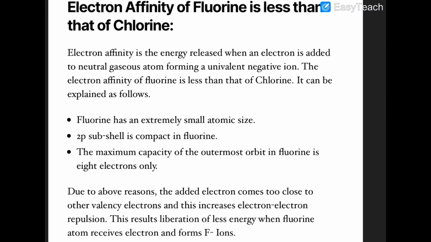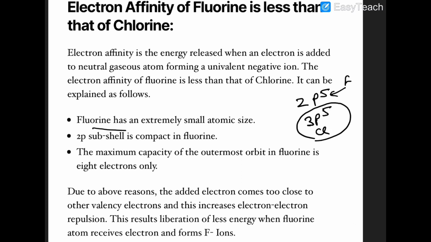Now, what is the cause that the electron affinity value of fluorine is less than that of chlorine? The basic answer is crowding. In the case of fluorine, the electron has to enter the 2p orbital, while in the case of chlorine, it has to enter the 3p orbital. I am repeating once more. In the case of chlorine, the incoming electron is coming in the 3p orbitals, while in the case of fluorine, it is coming in the 2p orbitals.